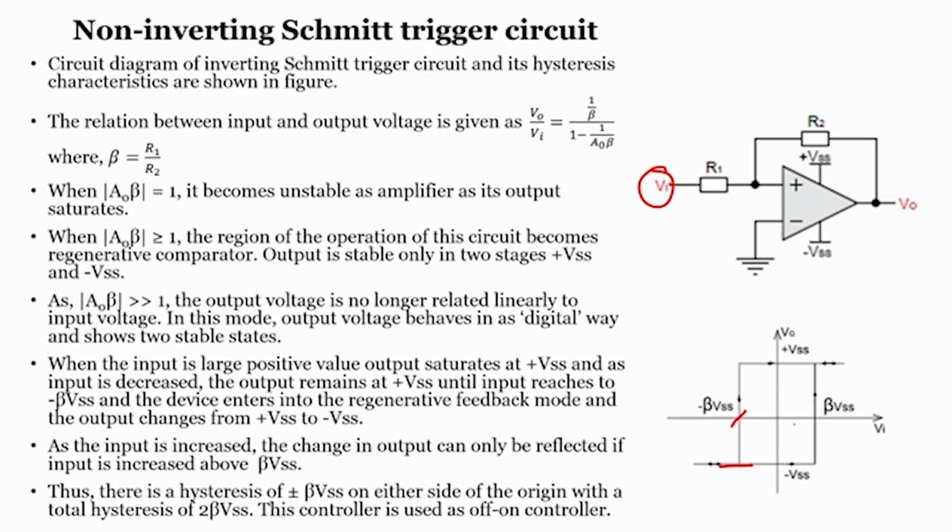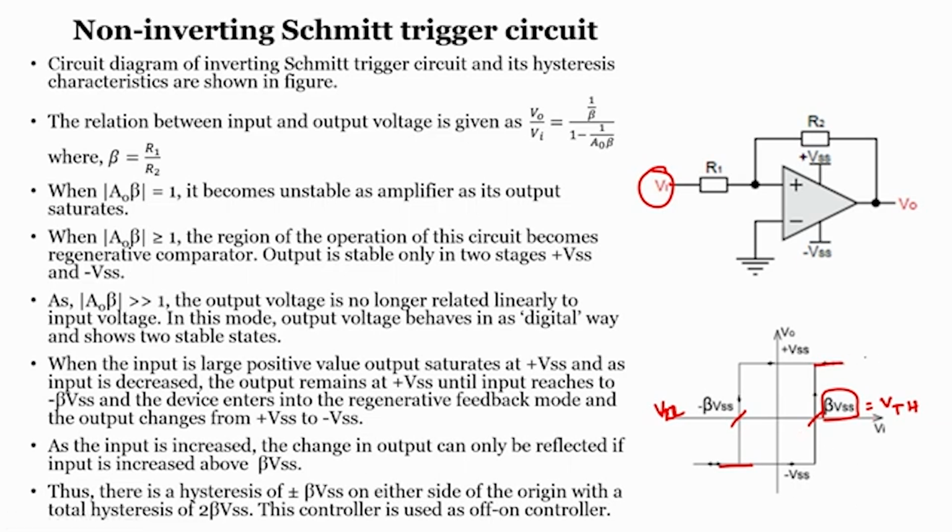But whereas in this case, it is minus VCC. And similarly, when the input is greater than beta VSS, which is your higher threshold value, I will call the lower one VTL, and this is nothing but VTH, the higher threshold value. So, when your input is greater than this VTH, then the output will be plus VCC. Apart from this, the operation is all the same.